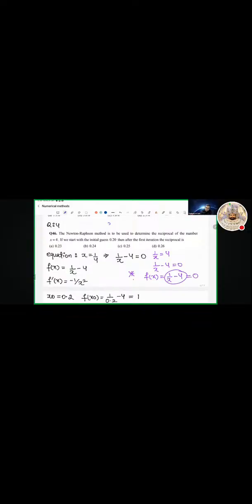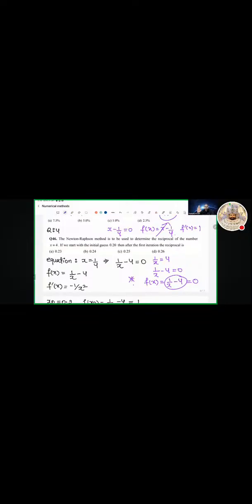If I would have done this, x minus 4 equals to 0, if my function would have been x minus 1 by 4, then when I take the differentiation, it will be constant. It means I have eliminated x itself in my differentiation. So that is also your hint that we should not write like this, we should write like this. So f of x is 1 by x minus 4, f dash x is minus 1 by x square.